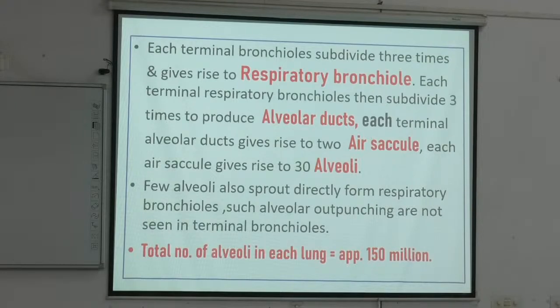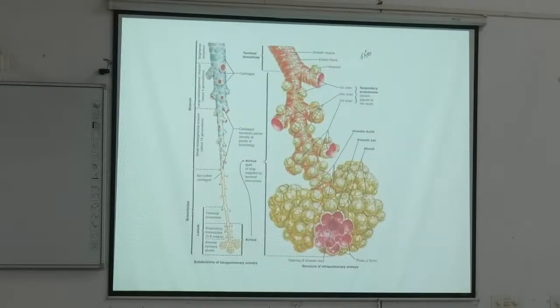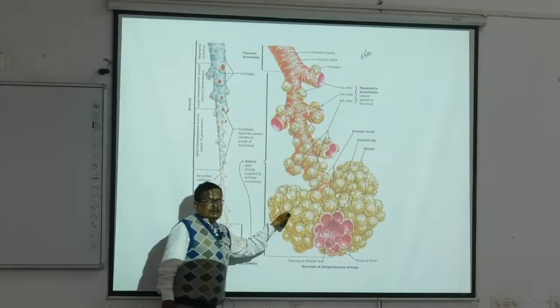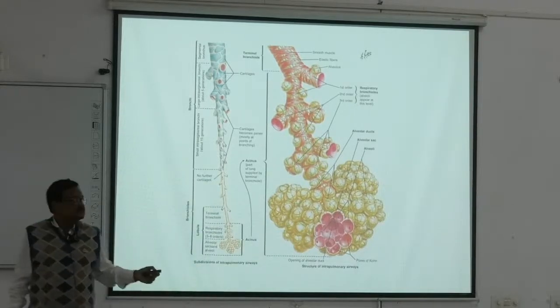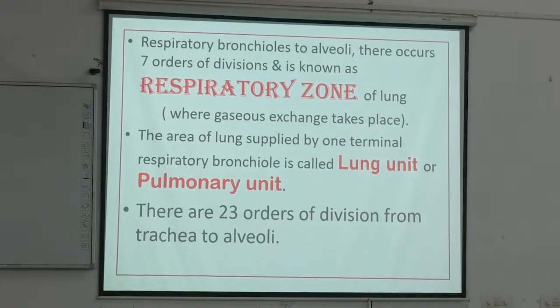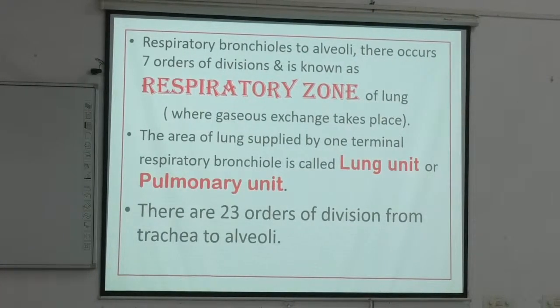কেমন? তারপরে respiratory bronchiole, alveolar duct and alveoli. Total number of alveoli in each lung is 150 million. মানে দুটো লাং মিলিয়ে আছে আমাদের 300 million of alveoli. এই যে এরকম। And these alveoli are supplied by blood capillaries. The area of the lung supplied by one terminal respiratory bronchiole is called lung unit or pulmonary unit.